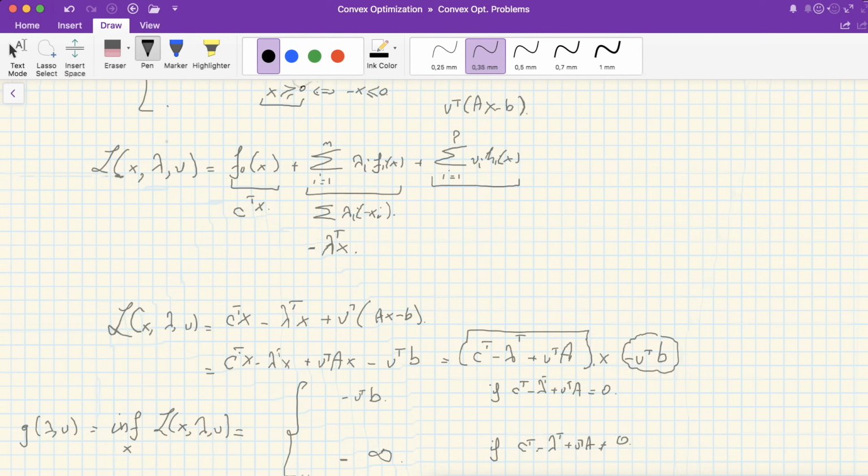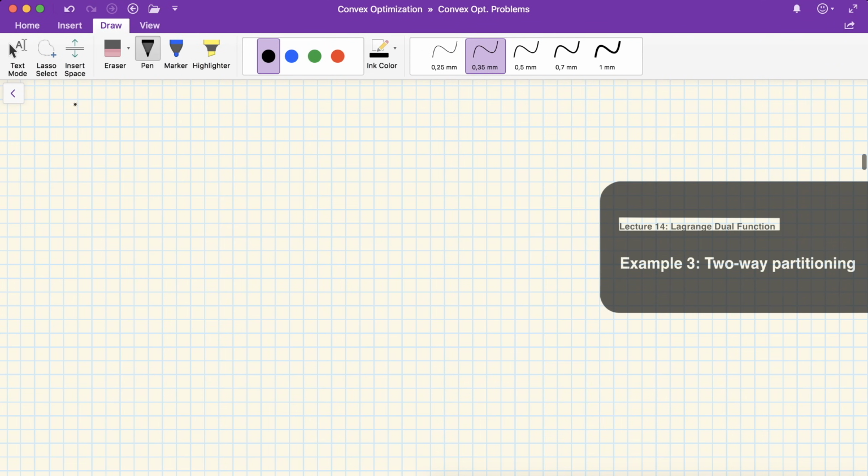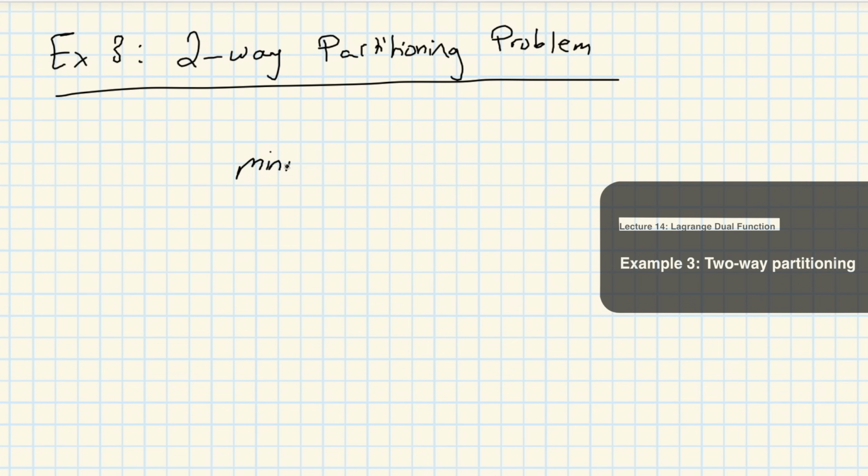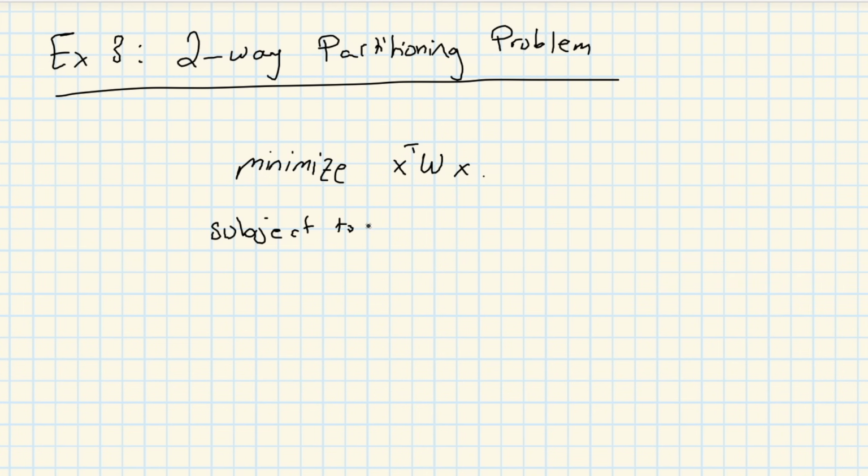It's minus infinity. So one final example could be the two-way partitioning problem. So assume that we're minimizing the quadratic cost x transpose W x subject to each x i squared equal to 1. And my x i's are either minus 1 or plus 1. Note that this is a discrete problem because our x i's belong to a discrete set, minus 1, 1.